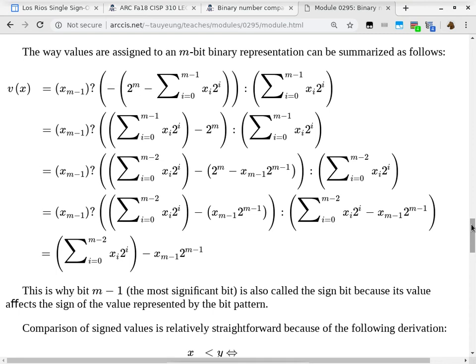So even if all the xi's are 1s, this whole thing becomes the sigma of i equals 0 to m minus 1. Forget about xi because they're all 1s, 2 to the power of i. But we know that quantity has to be less than 2 to the power of m.